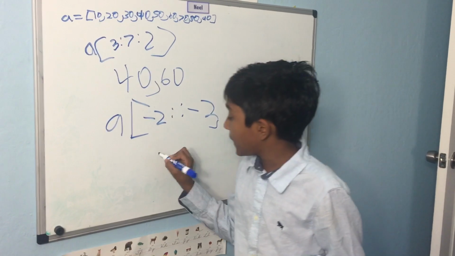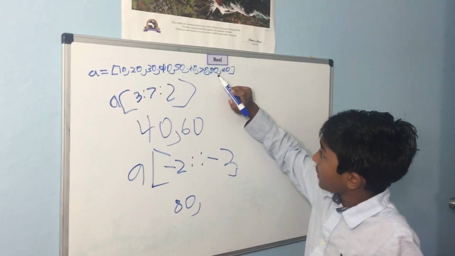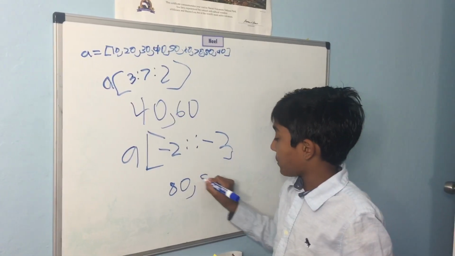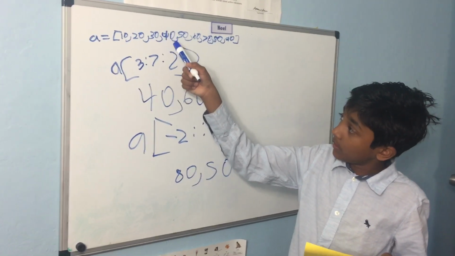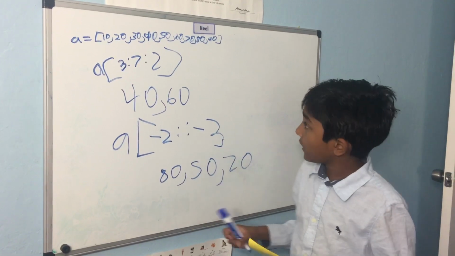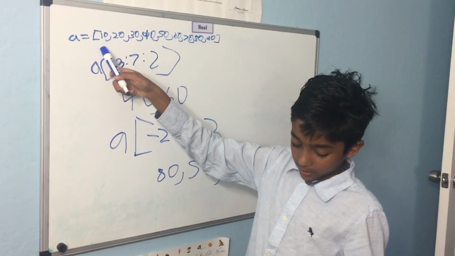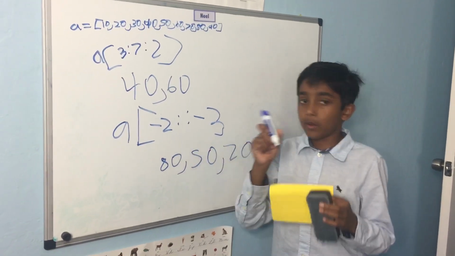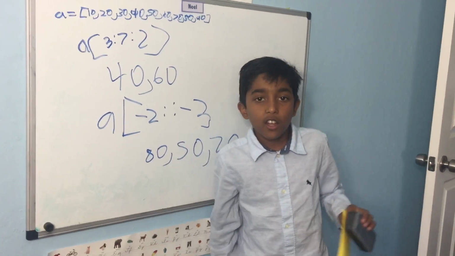So it'll print 80, and then it'll go -3. 1, 2, 3. Then it'll print 50. Then it'll go 1, 2, 3. And it'll print 20. And then even when it goes 1, it will reach 0. So it'll stop. This is complex slicing.